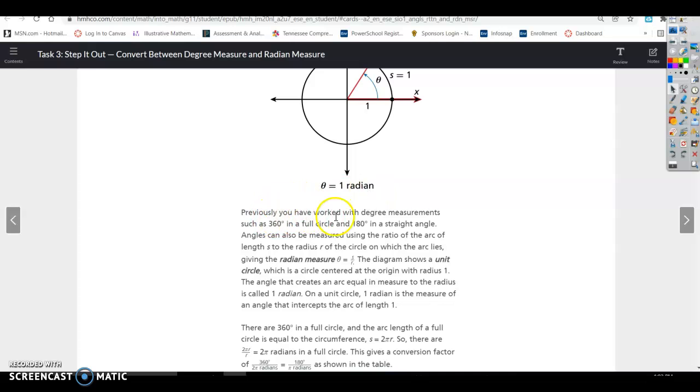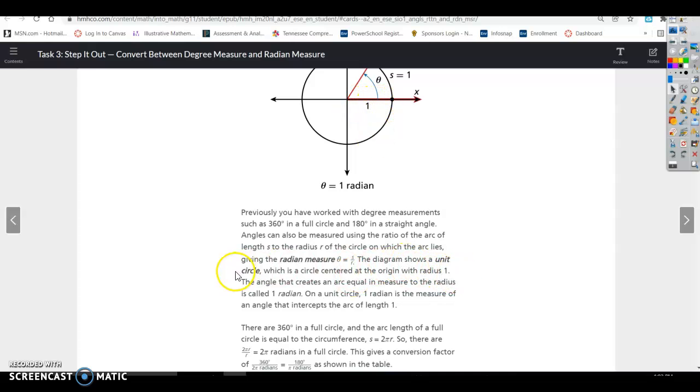All right, so previously you have worked with degree measures such as 360 degrees in a full circle and 180 degrees in a straight line or semicircle. And angles can also be measured using the ratio of the arc of the length S to the radius R of the circle on which the arc lies. Given the radian measure, so this means angle again, so the radian measure equals, so angle equals S divided by R. And you can see up here, S divided by R would be your radian measure.